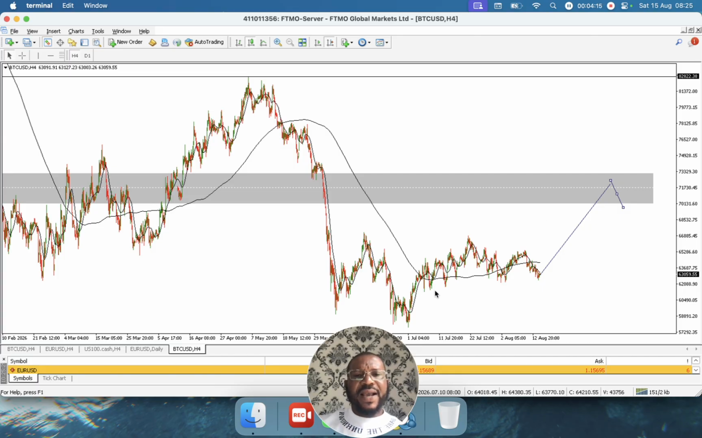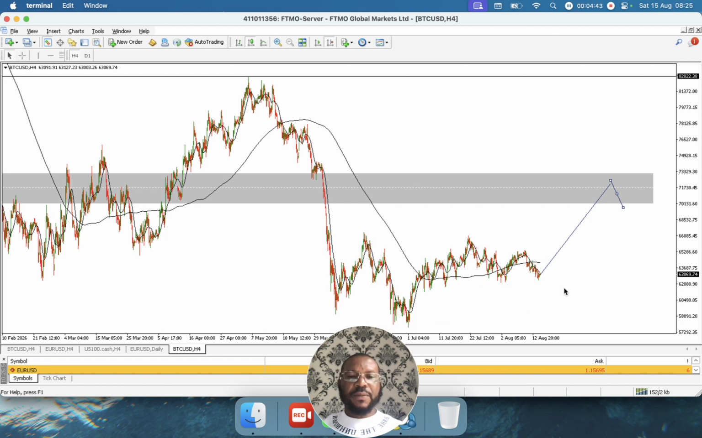And I can see that at this point the buyers came in, and they came in strongly, and since then the buyers have been holding this market. So while I'm looking at this price action, I've said that overall the BTCUSD is bearish, but currently it is bullish. I repeat again, overall the BTCUSD is bearish, but currently it is bullish.